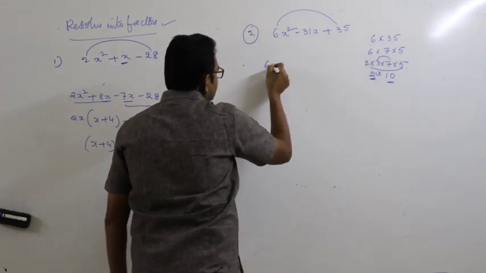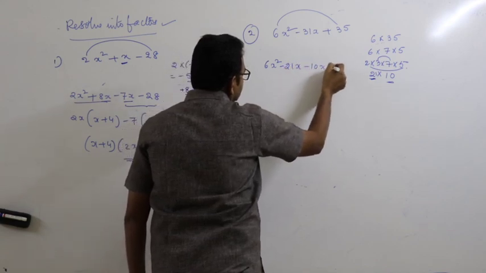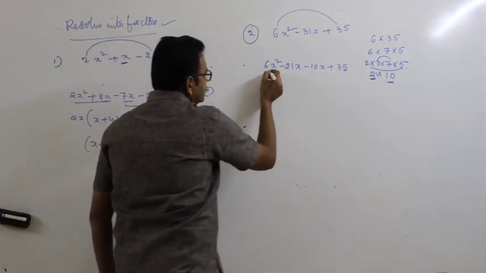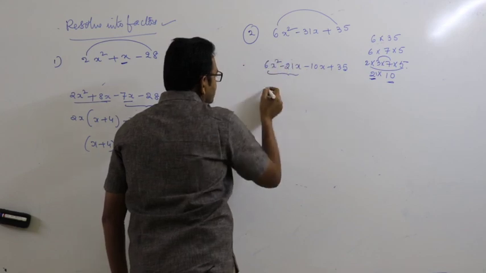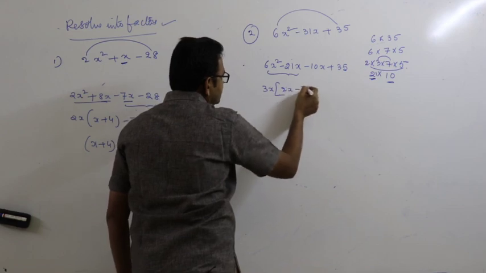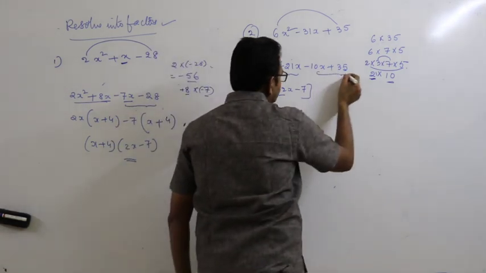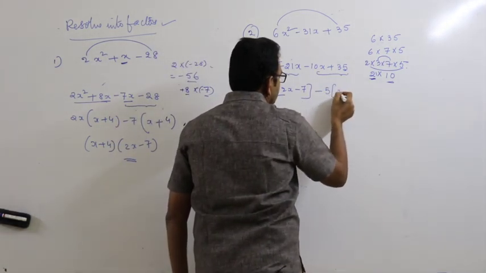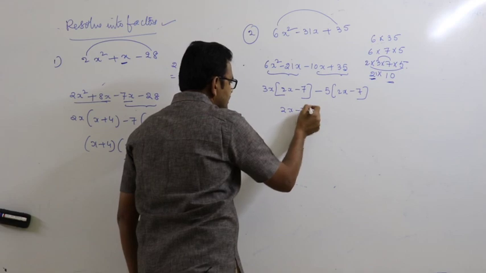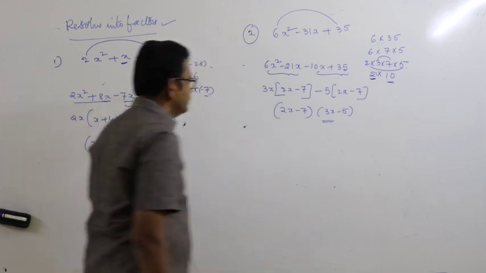So this is 6x square minus 21x minus 10x plus 35. From these two you can take 3x common, so this is 2x minus 7. 3 7s are 21. From these two, minus 5 is taken common, so this is 2x minus 7. So the factors are 2x minus 7 into 3x minus 5.